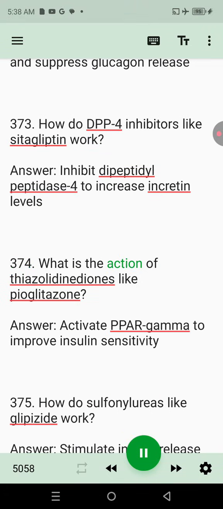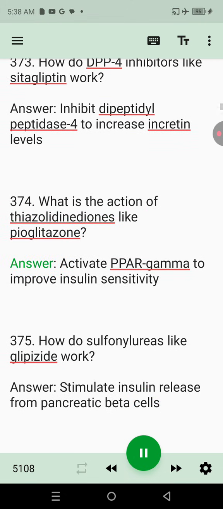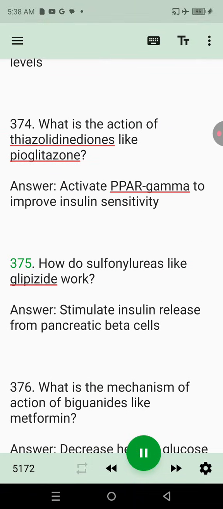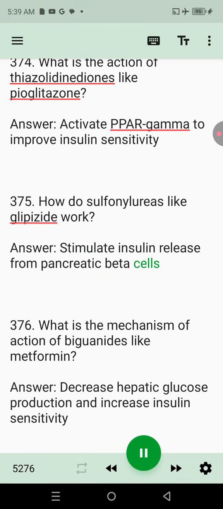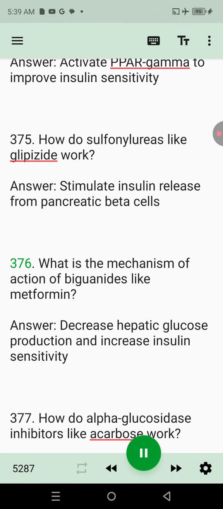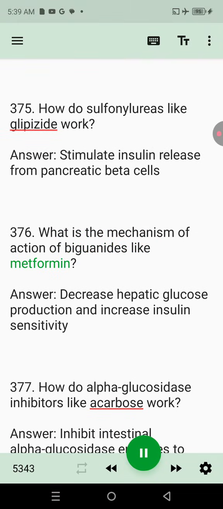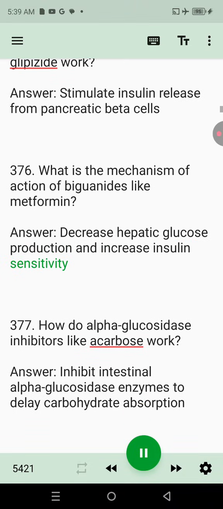374. What is the action of thiazolidinediones like pioglitazone? Answer: activate PPAR gamma to improve insulin sensitivity. 375. How do sulfonylureas like glipizide work? Answer: stimulate insulin release from pancreatic beta cells. 376. What is the mechanism of action of biguanides like metformin? Answer: decrease hepatic glucose production and increase insulin sensitivity.